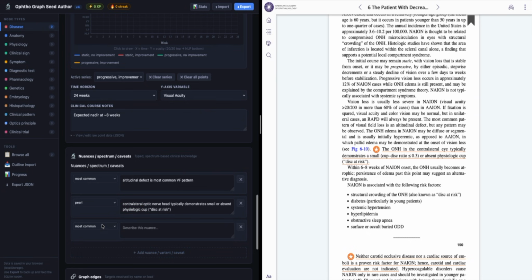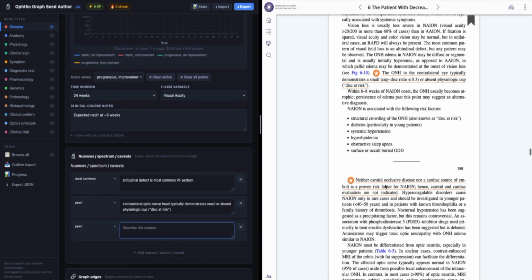That puts it as a disc at risk. Maybe another pearl here: carotid and cardiac evaluation not indicated. Neither are proven risk factors for NAION. Right? We can say red flag.